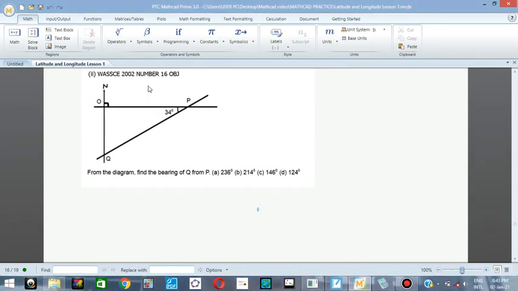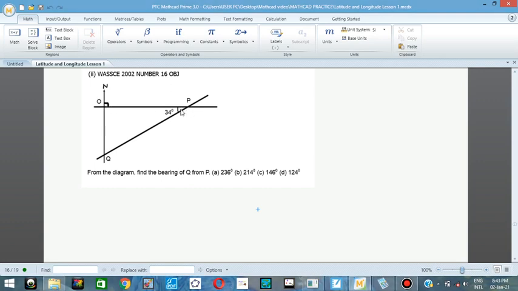Okay, this second question is taken from WAEC 2002 number 16. It's an objective question also. If you look at the question, you can see that the diagram has been given, and on this point here, which is point O, you can see the north direction is known. That means if this is the north direction, this is going to be 0 degrees facing north on this point O. Then that means Q is directly on the south of point O. You can see this angle here. This is 90 degrees. That means this line that comes straight like this is towards the east. That means P is standing on the east of point O. P is east of point O.